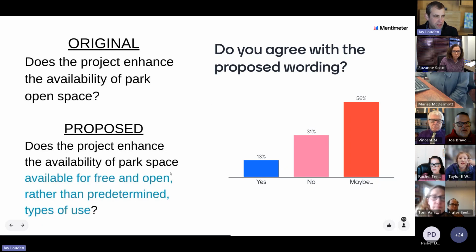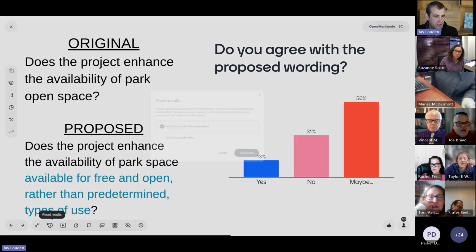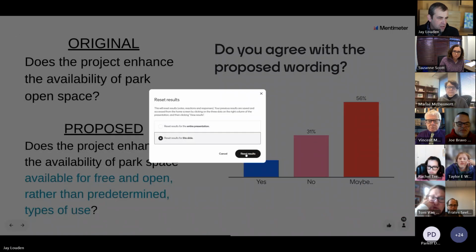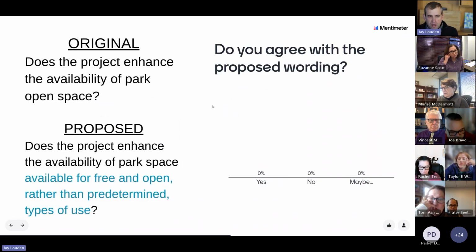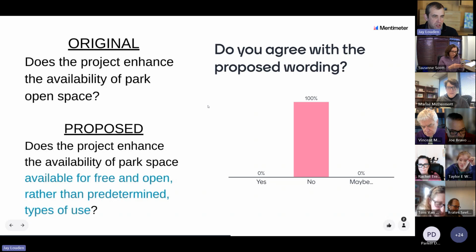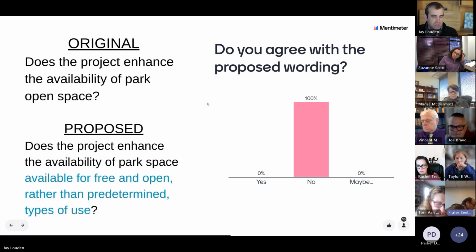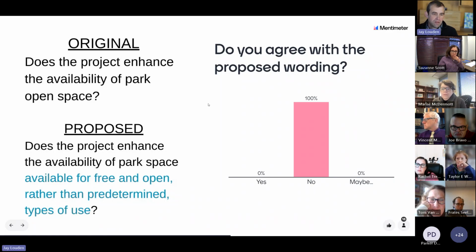So we've got a lot of maybes here. I'm going to reset the results. If you wouldn't mind re-voting, yes or no. Do you agree with the proposed wording? A no would be, let's keep the original. A yes would be, let's go with proposed. And a maybe means, let's talk about it some more. Okay. Looks good. I think we've got some clear direction there. Thank you for that.